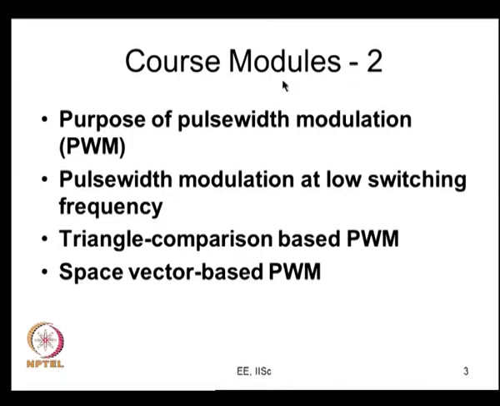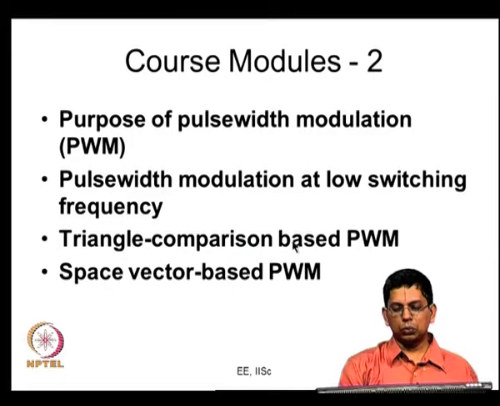Then the next set of modules pertain to PWM generation. We looked at Fourier series and waveform symmetries, and then pulse width modulation at low switching frequency, particularly how you would do selective harmonic elimination. We studied the effect of these switching angles on the fundamental and harmonic voltages, and we designed some low frequency PWM methods. Then we looked at triangle comparison based PWM and space vector based PWM, where the assumed switching frequency of the inverter is much higher than the maximum modulation frequency.